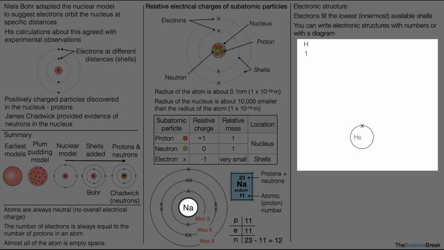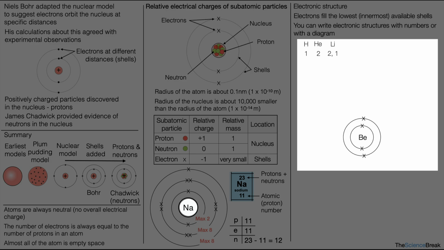The next element is helium. This has 2 electrons, so we can write that as He with the number 2. Then we have lithium. Lithium has 3 electrons. It has 3 protons, so we know it has 3 electrons. So we can write that as Li 2, 1. Remember, we can't put any more electrons in the first shell, so we have to move to the next shell. So we write that as 2, 1.